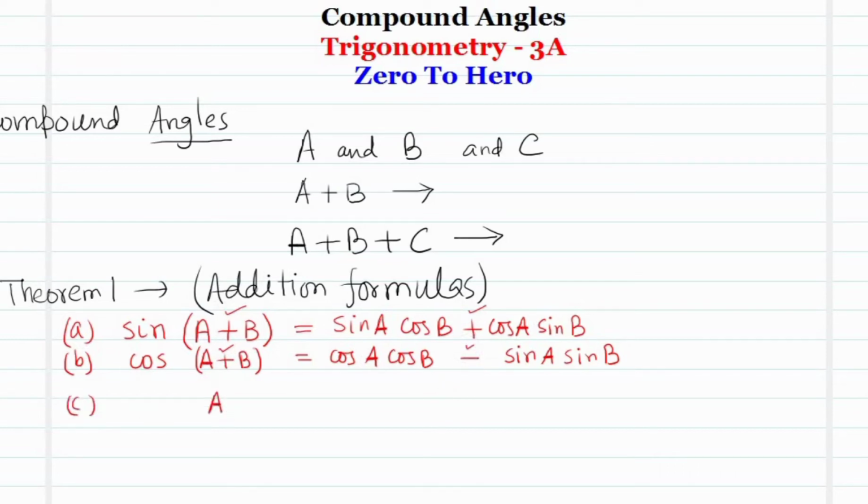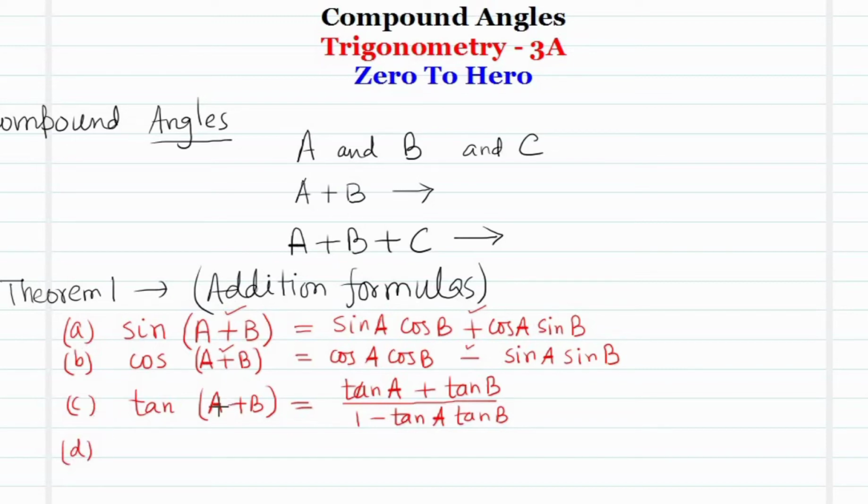Third one is tan of A plus B. The formula is tan A plus tan B by 1 minus tan A tan B. Now there is something I just want to say, but after writing the four formulas we will discuss this. And finally cot of A plus B is equal to cot A cot B minus 1 by cot A plus cot B.